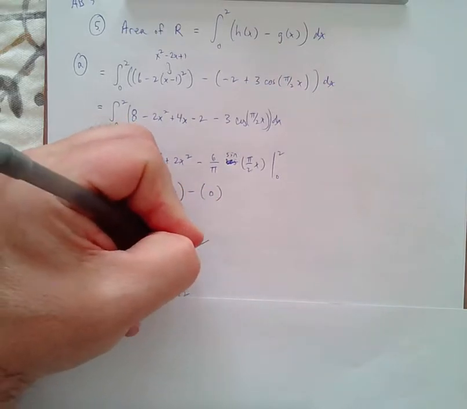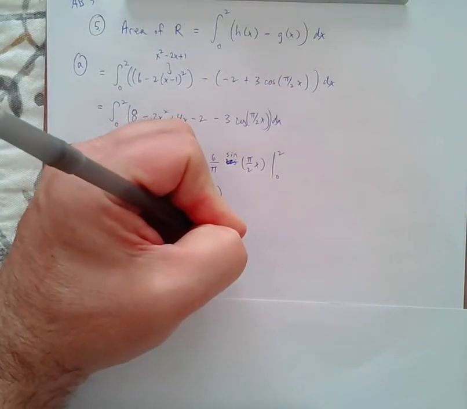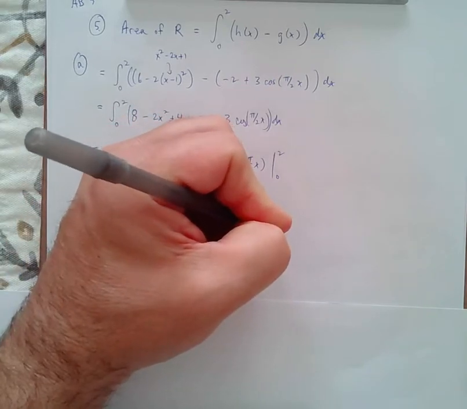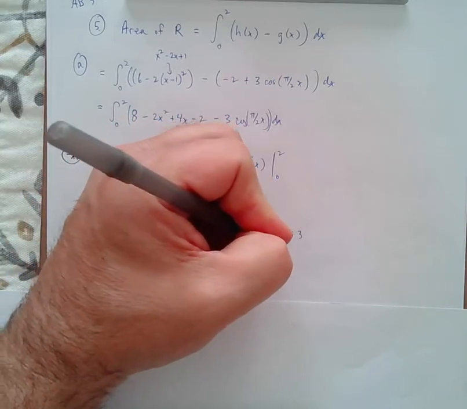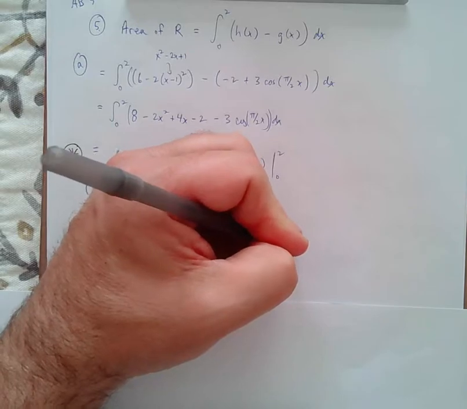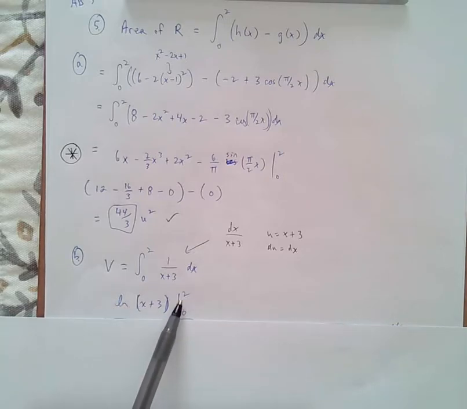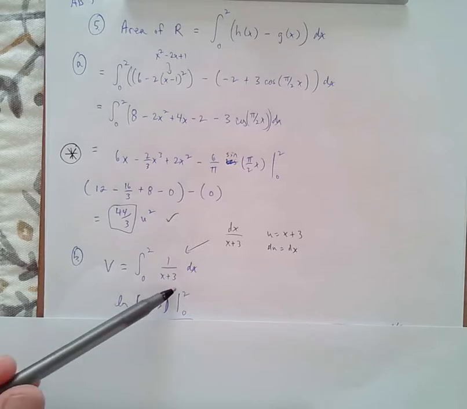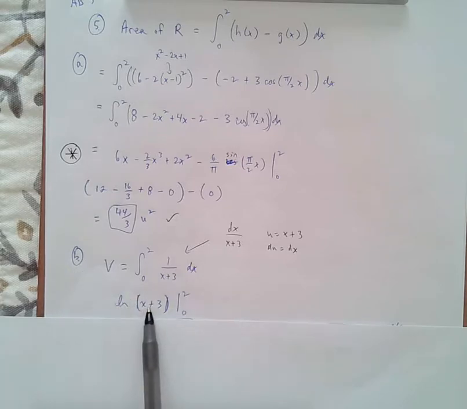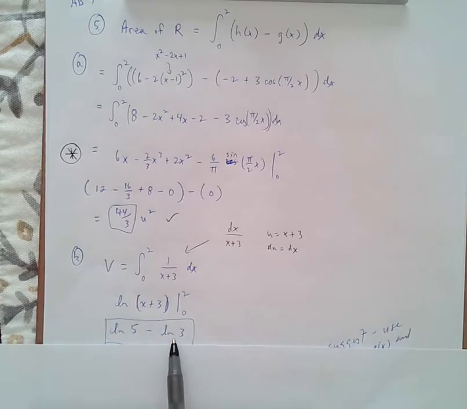Remember this would be essentially dx over x plus 3. My u is x plus 3, and my du is dx. And the integral of du over u is the natural log. I don't need absolute values because 0 to 2 is positive. Substitute. It's the ln of 5 minus the ln of 3, not 0, or undefined, if you will, because when you put the 0 in, 0 plus 3 is 3.